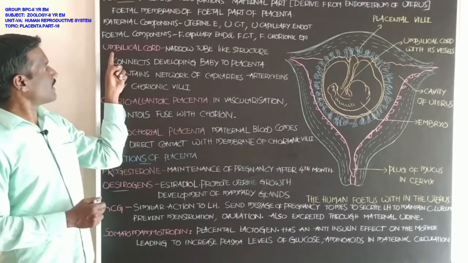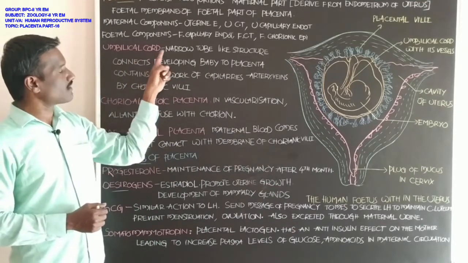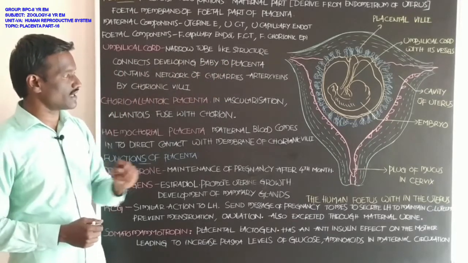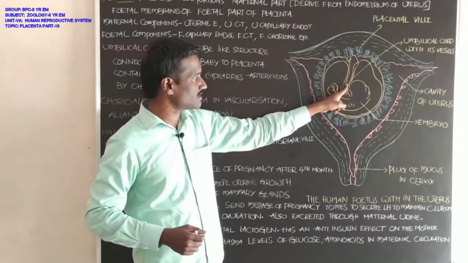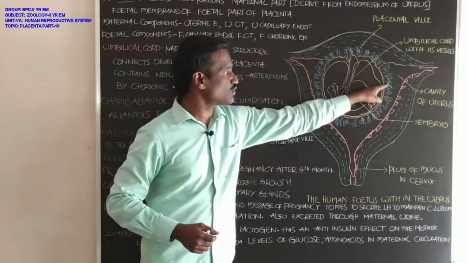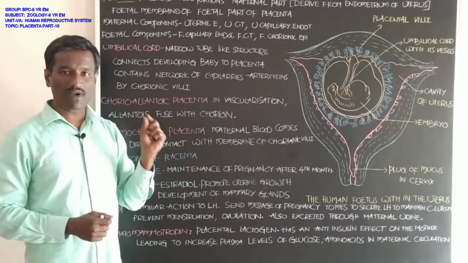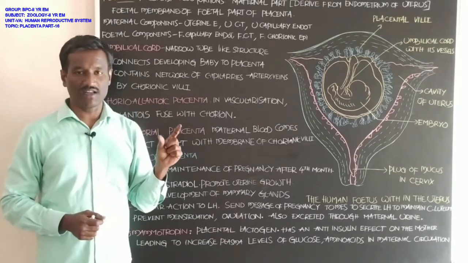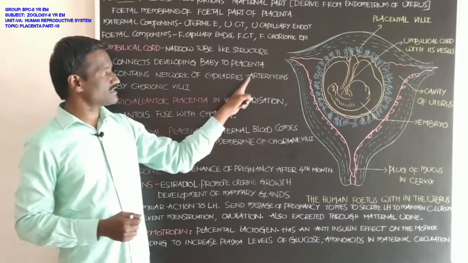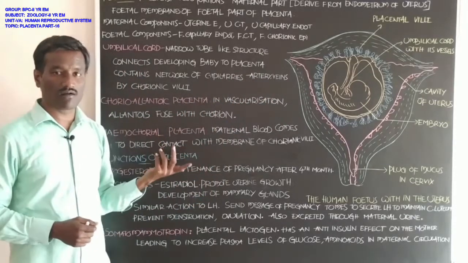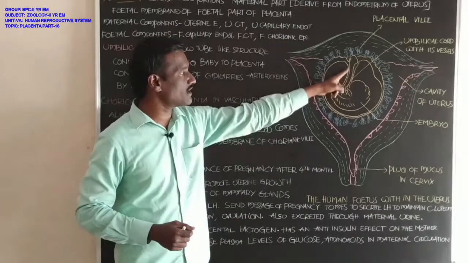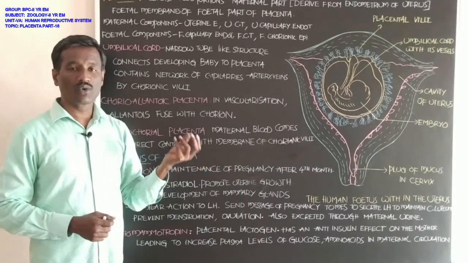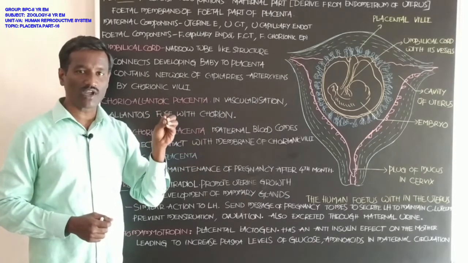Student, next, what about the umbilical cord? The umbilical cord is a narrow tube-like structure that connects the developing baby to the placenta. It contains a network of vessels, the umbilical arteries and umbilical veins. These arteries and veins are formed by the chorionic villi.